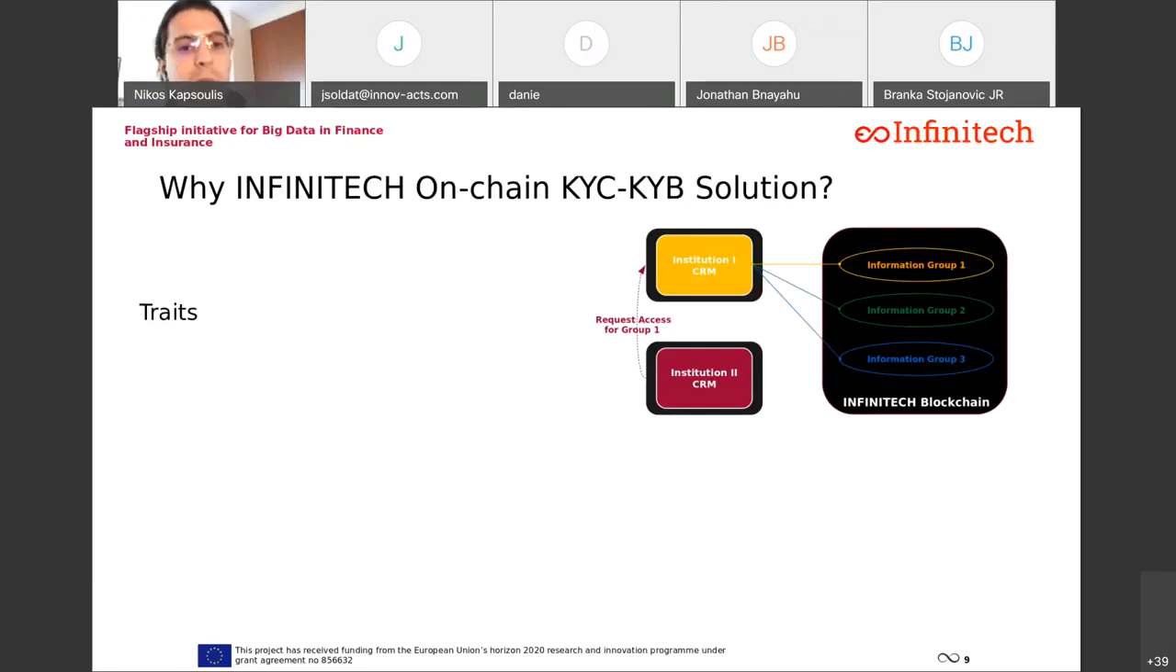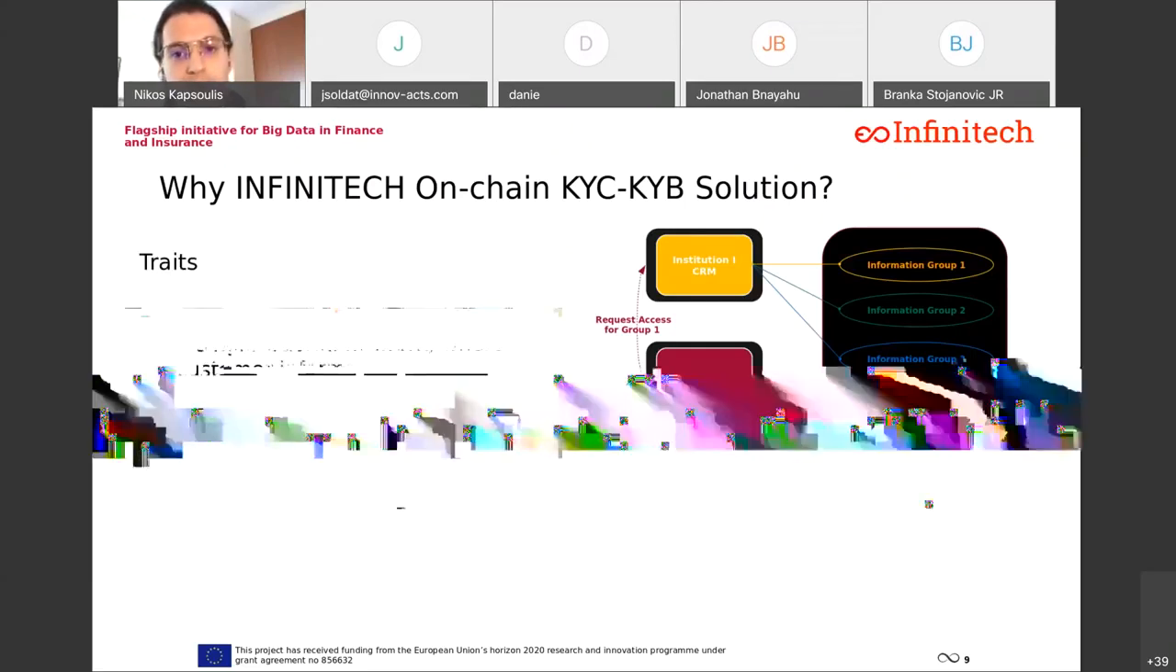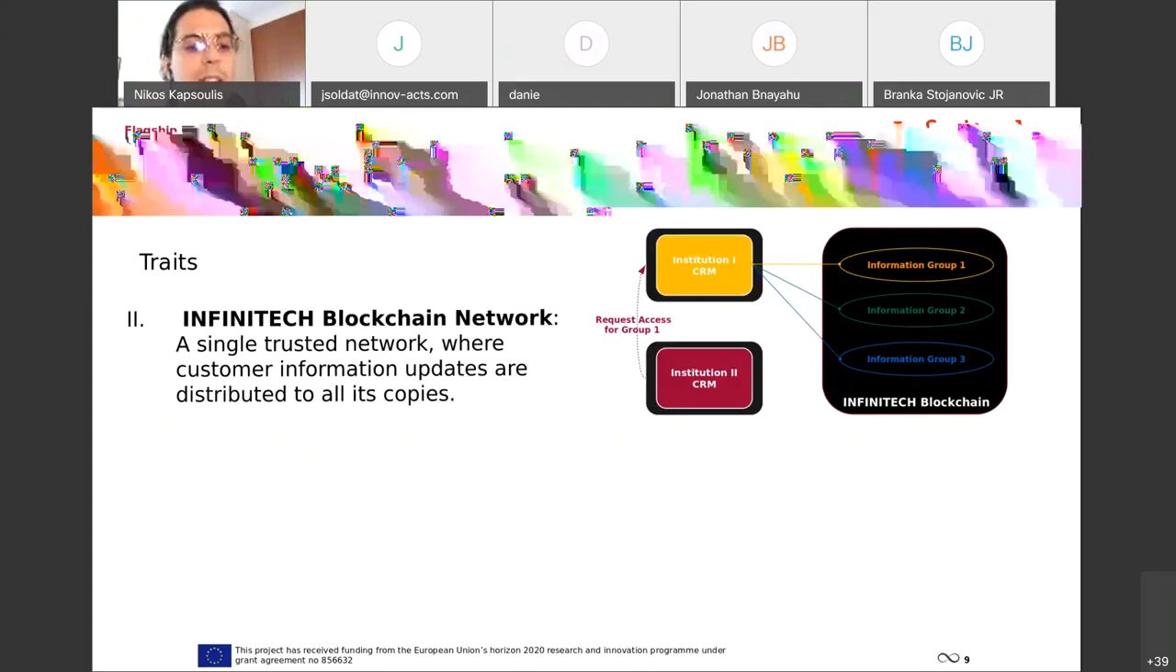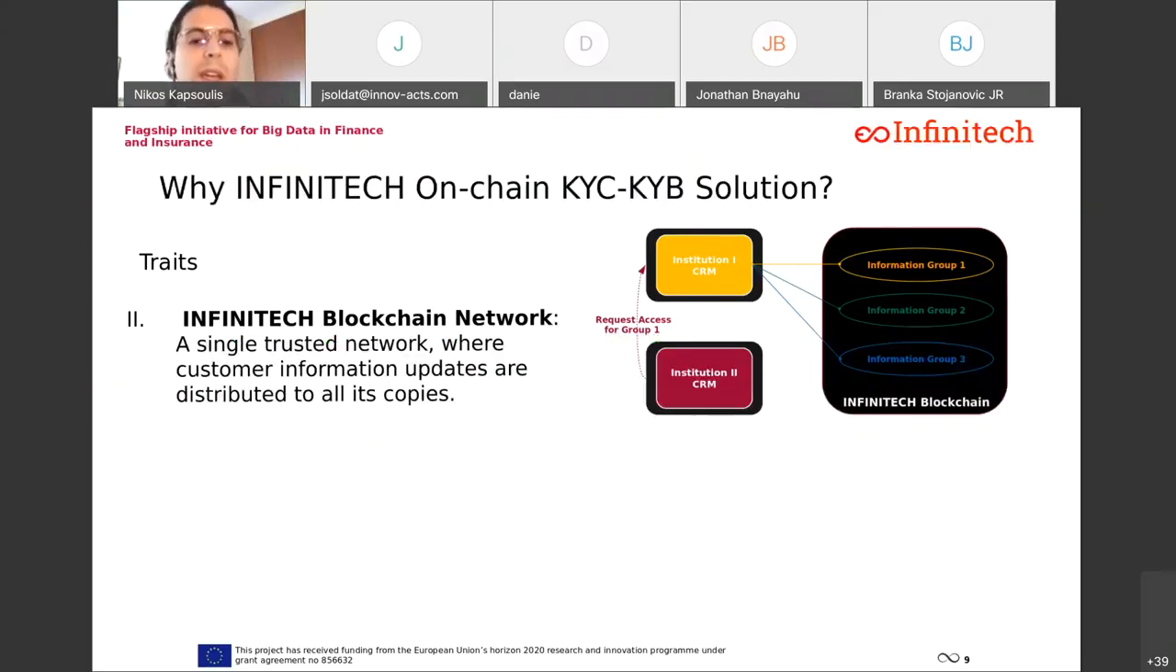And I'm continuing with the traits of our solution. One major one is the single network that we have, the private INFINITECH blockchain network, where updates of the client information are replicated to all of the copies inside the network. This solves a very important problem in this financial sector use case, since updating client data is not something that is very easy or automated to do.